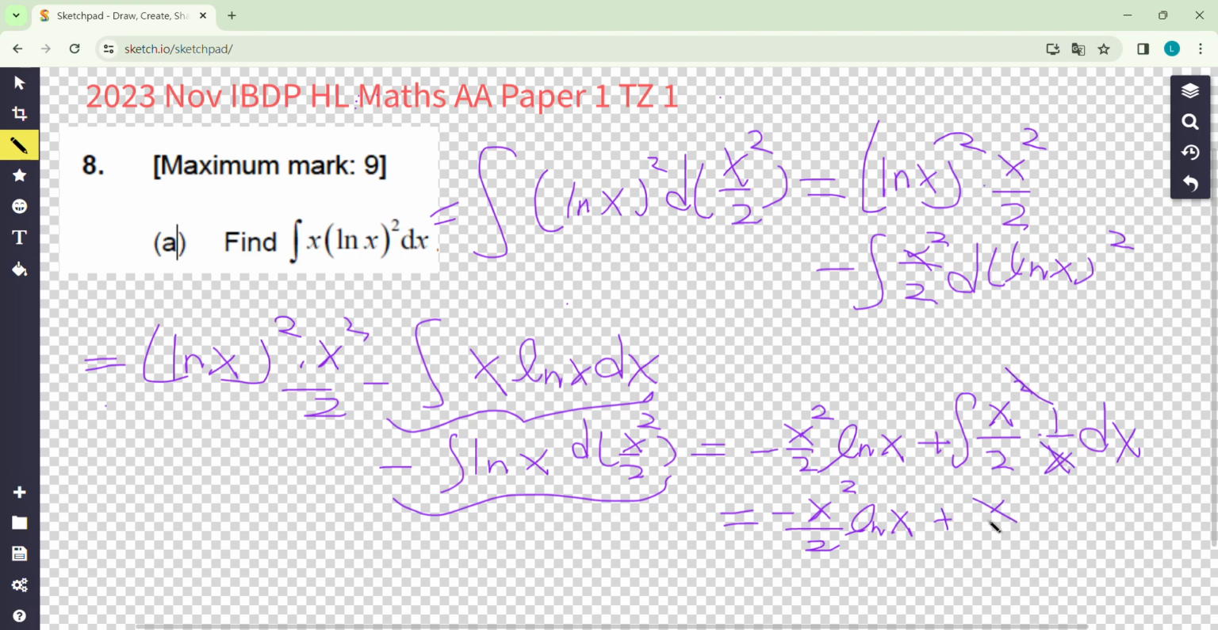Cancel all, so it's over 4 plus c. So the whole result will be (log x)^2 times x^2 over 2, minus log x squared over 2 again, and plus x^2 over 4 plus c.